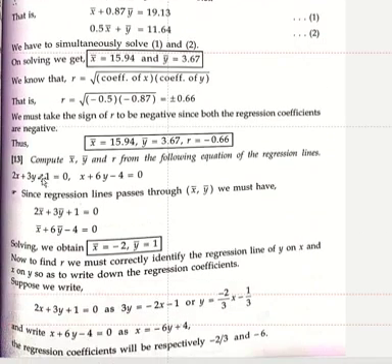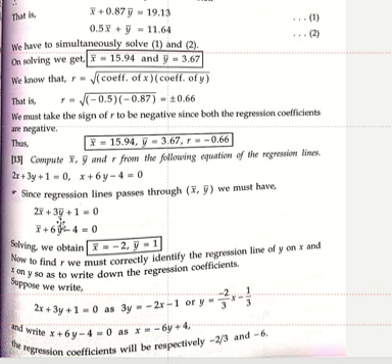Next problem. Compute x bar, y bar and r from the following equations of the regression lines: 2x plus 3y plus 1 is equal to 0, and x plus 6y minus 4 is equal to 0. Since the regression lines pass through x bar and y bar, replace x by x bar and y by y bar. 2x bar plus 3y bar plus 1 is equal to 0, and x bar plus 6 into y bar minus 4 is equal to 0.